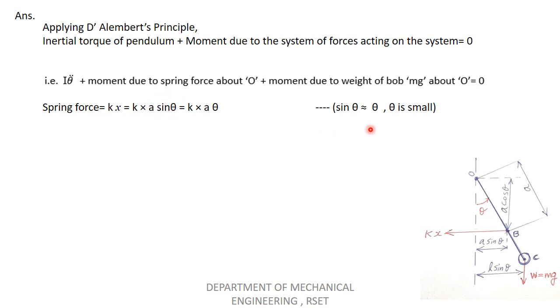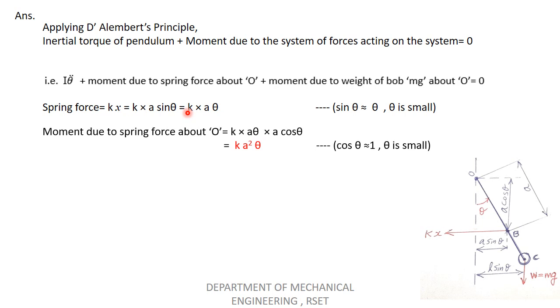We know that theta is a very small quantity. We have displaced the pendulum by a very small amount. Considering theta is very small, in the limit as theta tends to 0, sin theta is equal to theta. So we will approximate sin theta as theta. So instead of k into a sin theta, we will write k into a theta.